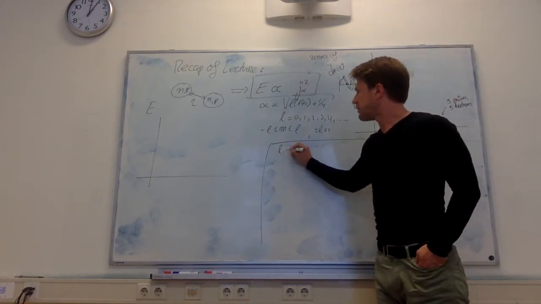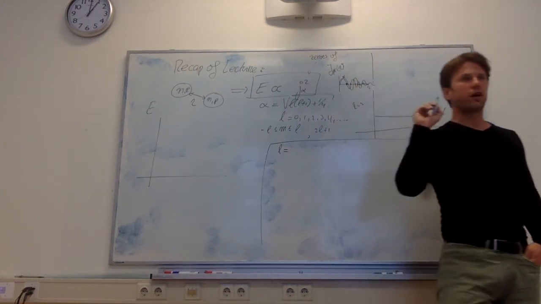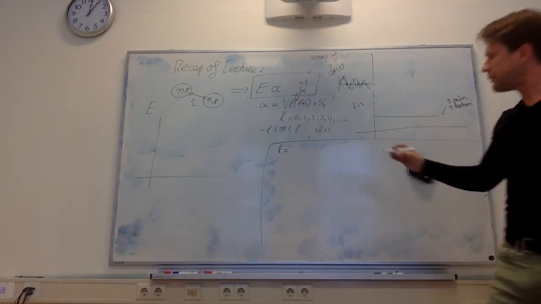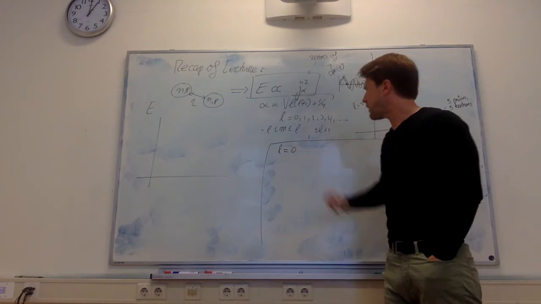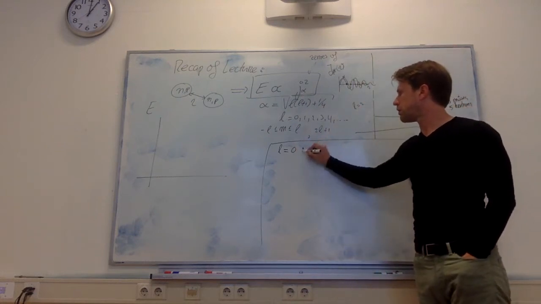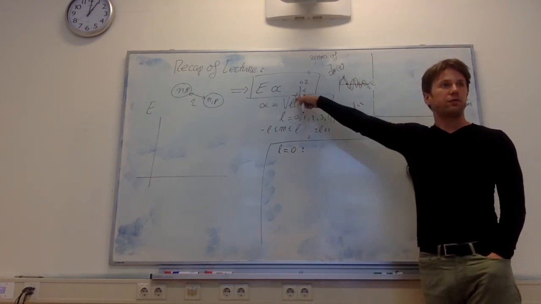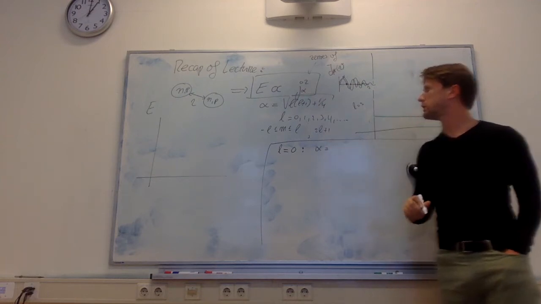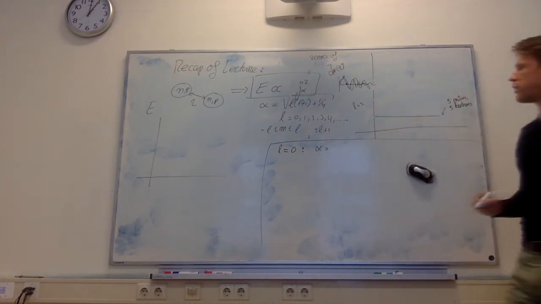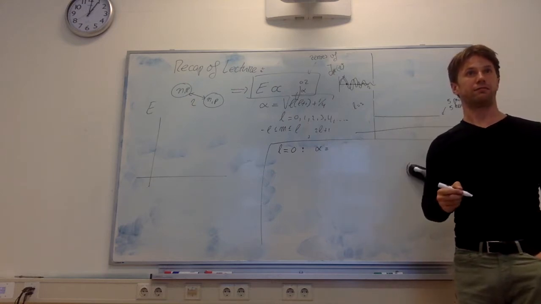Let's see. Alright, we're going to do this for different kinds of L. So we're going to make a list here and then turn this list into a graph. Let's start with L is 0. What is my alpha for this case? The square root of 1/4. So it's 1/2.